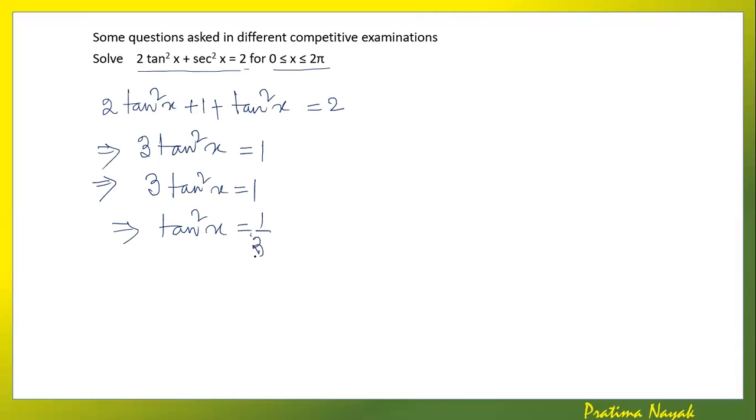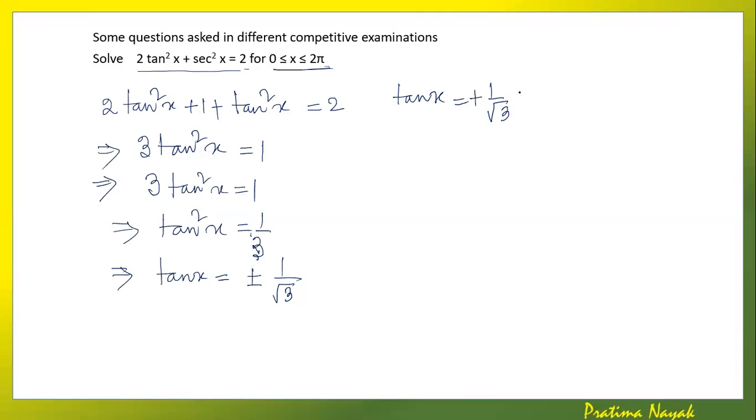1 by 3. Then what about tan x? Tan x is equal to 1 by root 3. But of course you will write plus minus, because both the values can be written. So tan x is equal to plus 1 by root 3, and tan x is equal to minus 1 by root 3. Now let us go for 1 by root 3 in this interval.